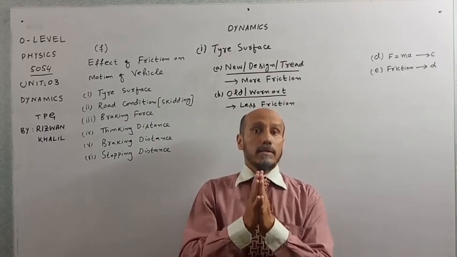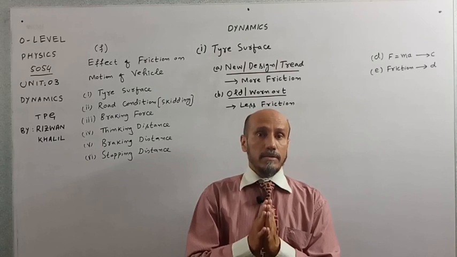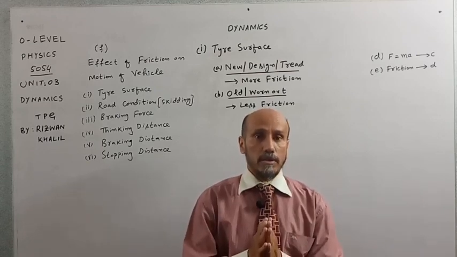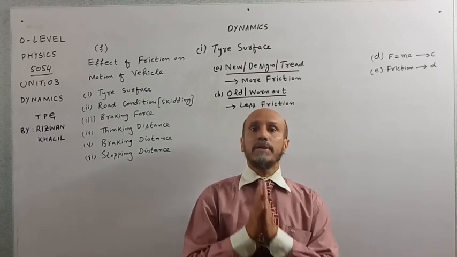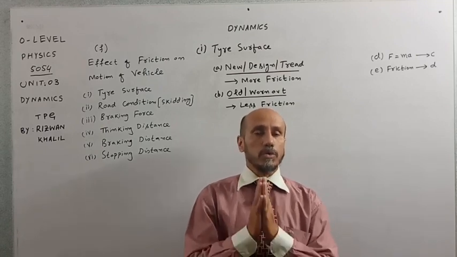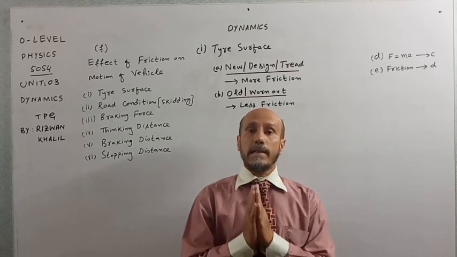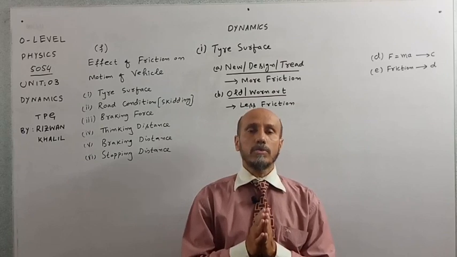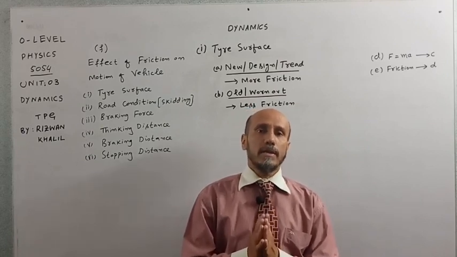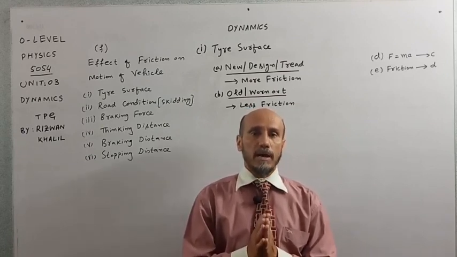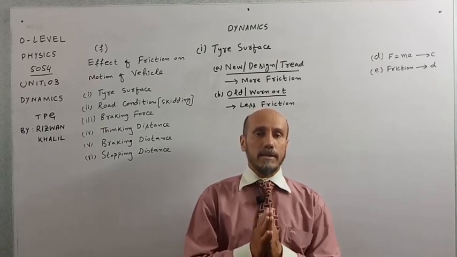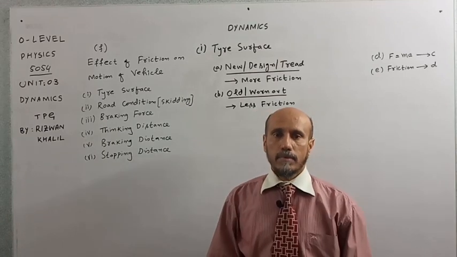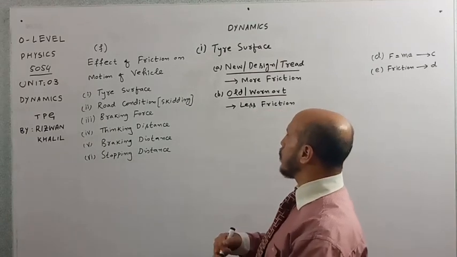While moving the car or stopping the car, we need more friction. If friction is more, it will be very easy for us to move the car or to stop the car. But if there is less friction, then it will be difficult for us to move the car or to stop the car. So in this way, the surface of the tire affects the motion of the vehicle depending on its value of friction. The second parameter is road condition.